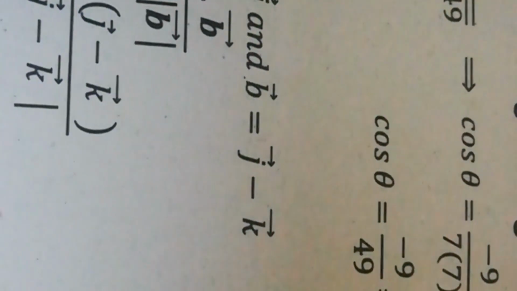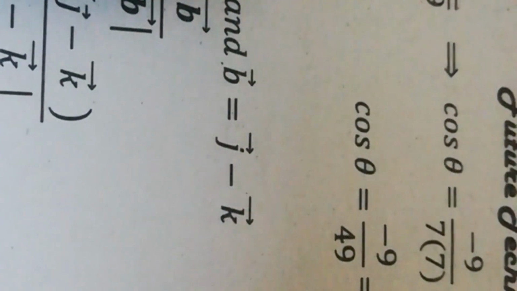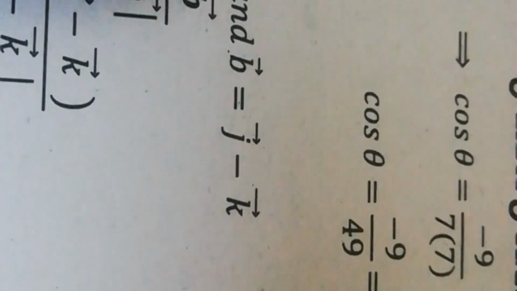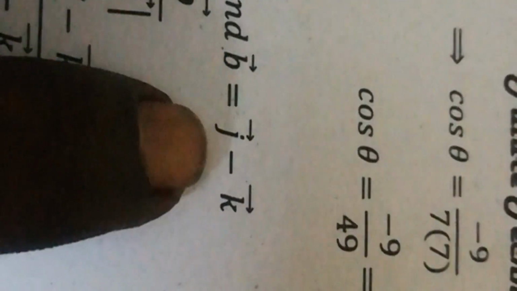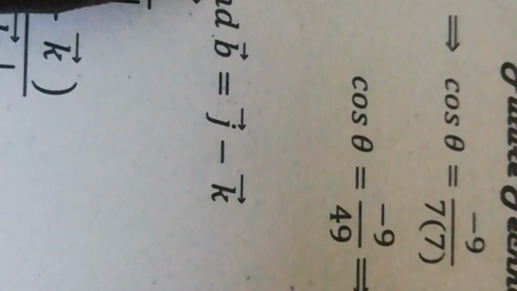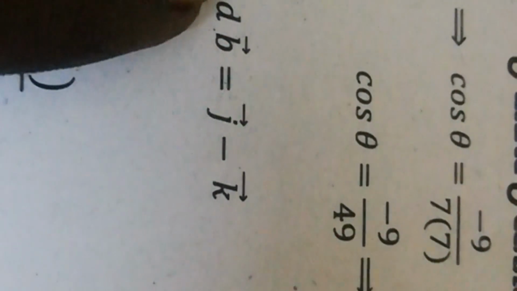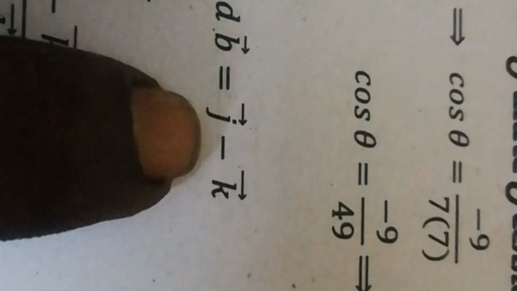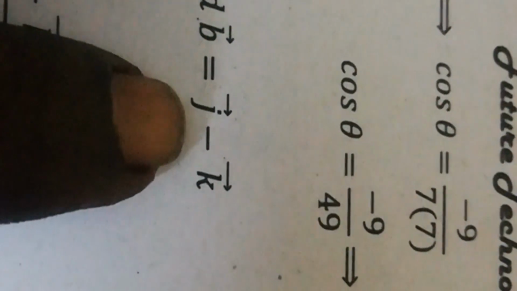Okay, next problem. i vector minus j vector and j vector minus i vector. This is A vector, this is B vector. But see, in this vector the k term is missing. Here the i vector is missing. So A is i vector minus j vector, and B is minus j vector. If the k vector is missing, the coefficient of k is 0. Here the i vector is missing, so the coefficient of i is 0.